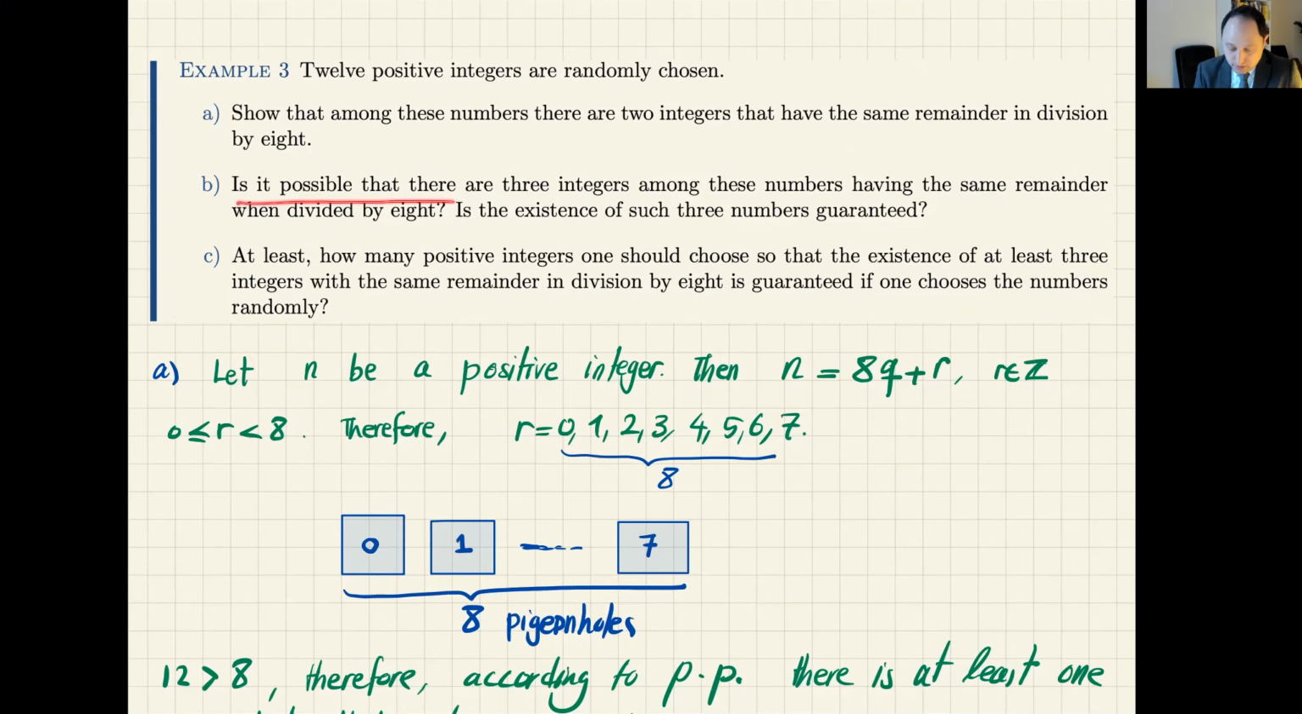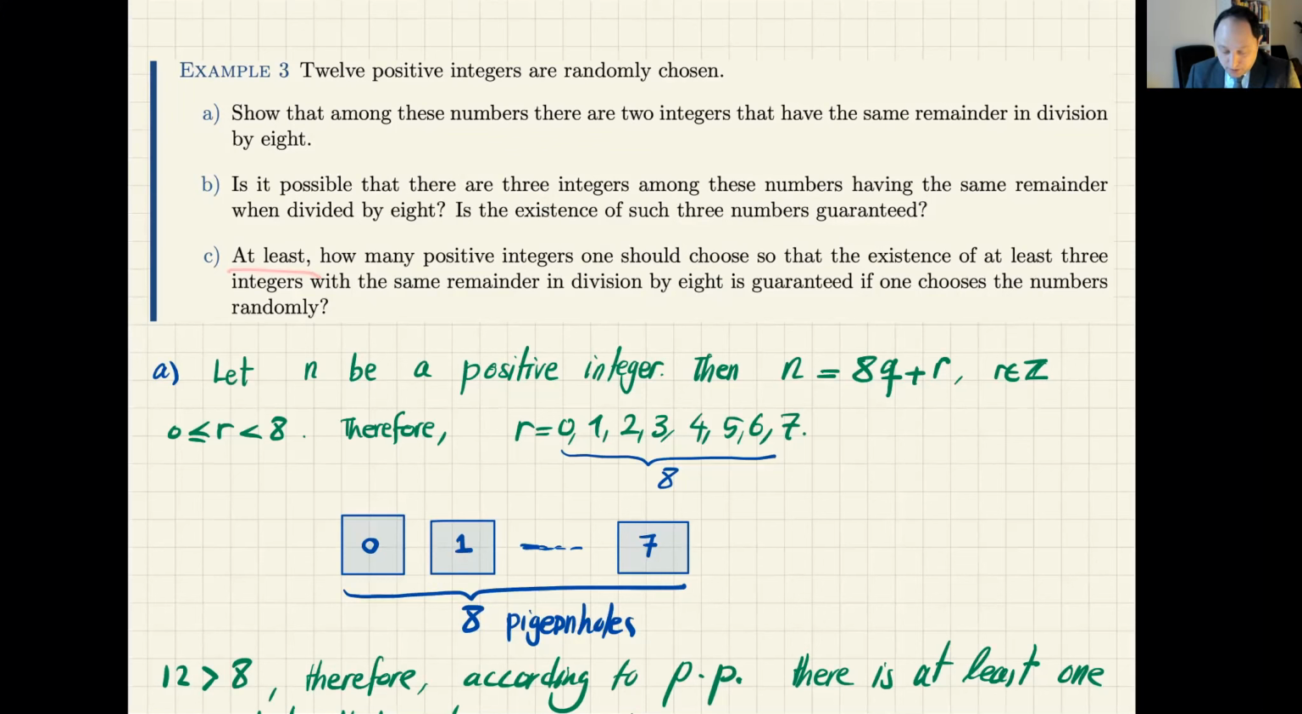Is it possible that there are 3 integers among these numbers having the same remainder when divided by 8? Is it possible? Yes or no? It's possible, but it's not guaranteed. Exactly. So it is possible. The answer to the first part is yes, it's possible. Is the existence of such 3 numbers guaranteed? The answer is no. If you understand, let me not explain it more. Do you understand, everyone? Okay.